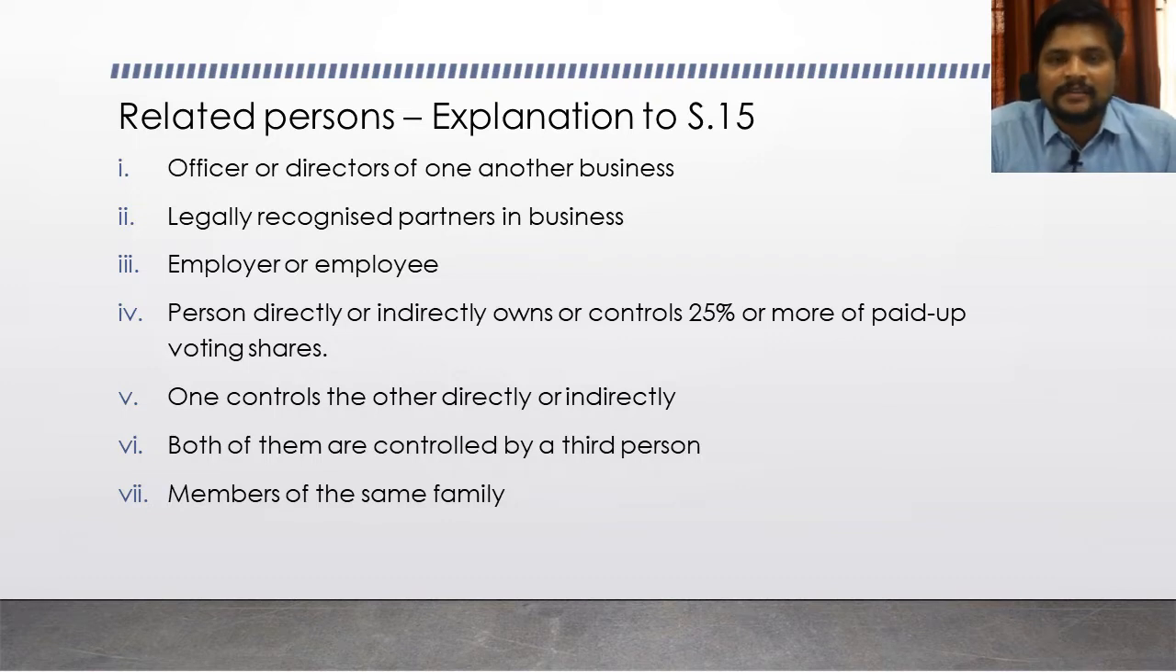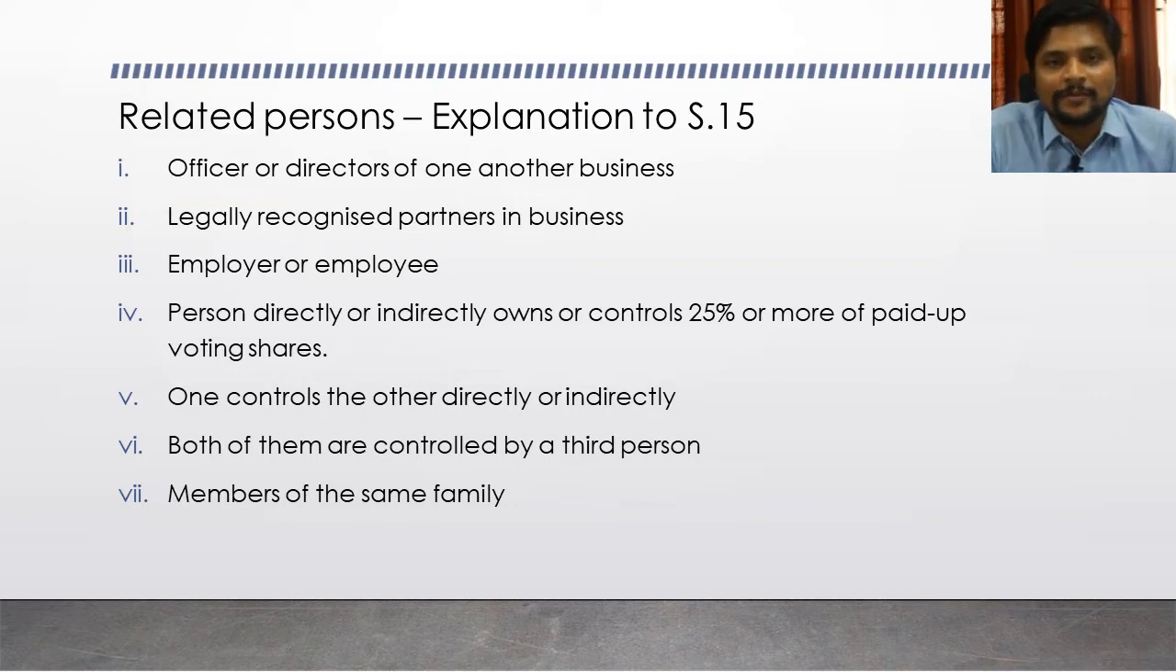Fourth, any person who directly or indirectly owns or controls 25% or more of the paid up voting shares. The person is controlling 25% or more. I told you before, it is like a substantial holding. In that case, they will be called related persons. One controls the other directly or indirectly. One controls the business or the decisions of the other person, whether directly or indirectly. In that case, those two persons can be called related persons.